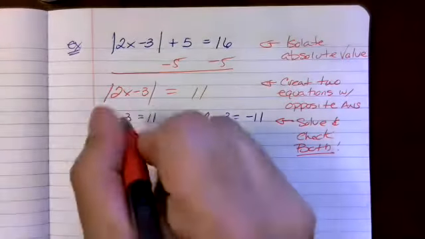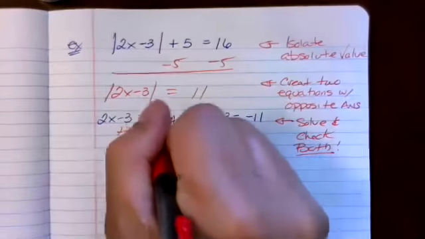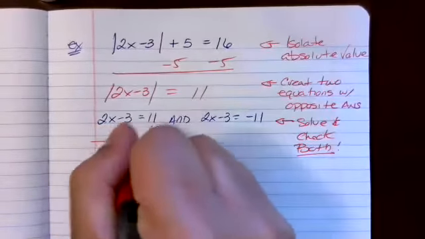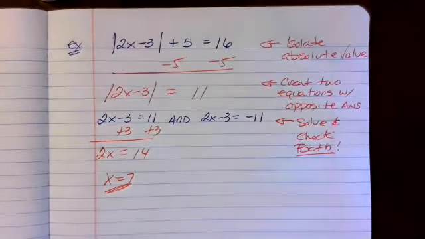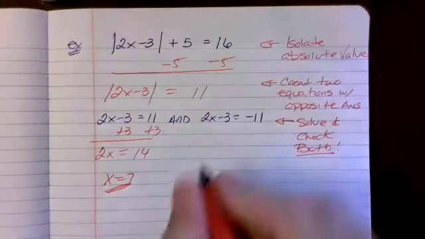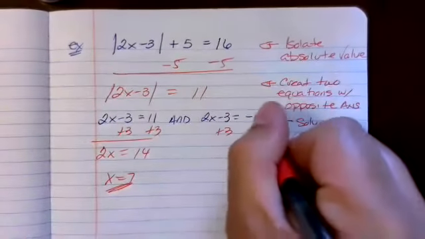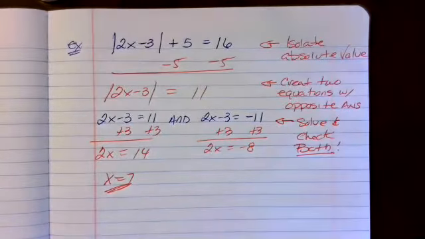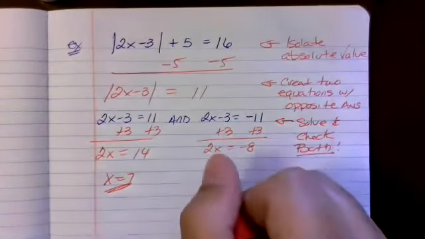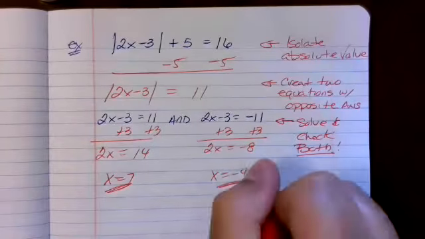So I'm going to add 3 to both sides. And I'm going to get 2x is equal to 14. x is equal to 7. I'm going to add 3 to both sides. I'm going to have 2x is equal to -8. So x is equal to -4.